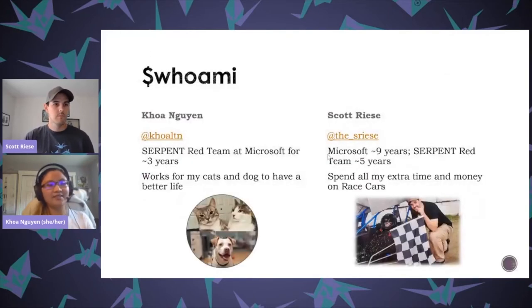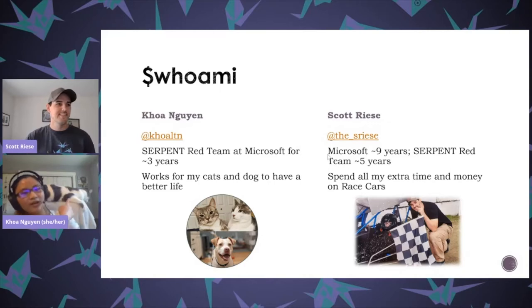So let's just introduce ourselves. My name is Hua. I have been on the services pen test, or Serpent for short, red team at Microsoft for about 3 years. I worked for my cats and dog to have a better life. You can kind of see one of them right here. And if he happens to walk on my keyboard during the presentation, I apologize in advance.